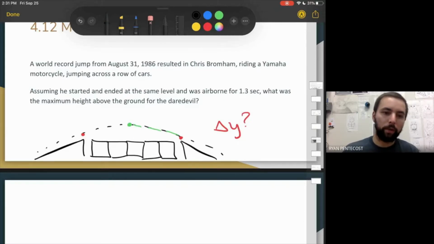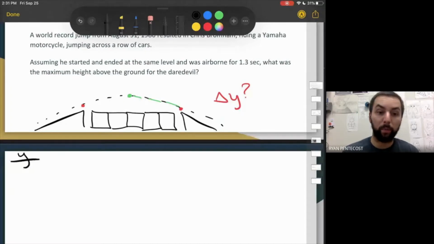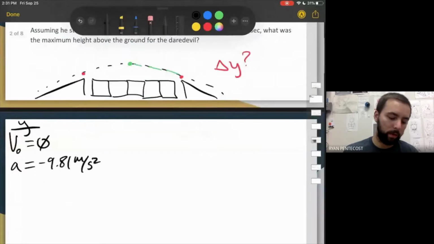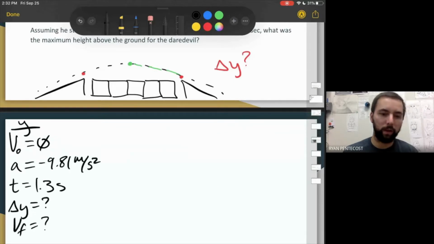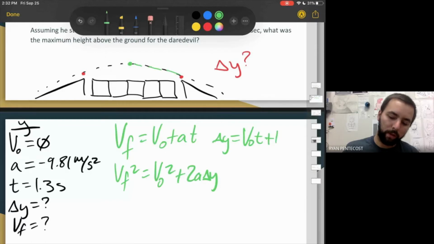All right, so if we start there, that means that in the y, v naught is 0 because it's at peak, right? Acceleration in the y is negative 9.81 meters per second squared. The time is 1.3 seconds. We want to know delta y, and we don't know v final, right? So let's look at our options in the orange equations. We have vf equals v naught plus at. We have vf squared equals v naught squared plus 2a delta y. Then we have delta y equals v naught t plus 1/2 at squared.